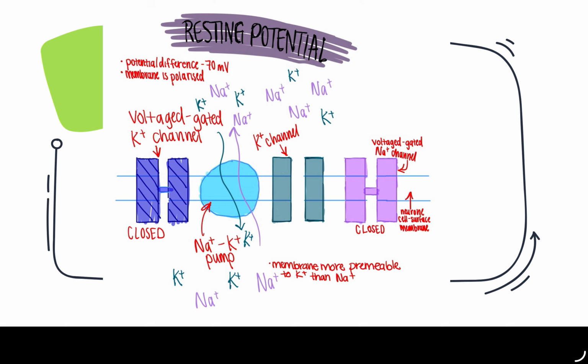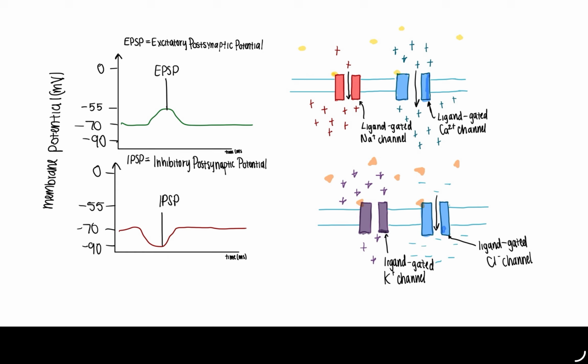Next is the receptive segment, which includes dendrites. This is where the neuron receives signals, and these signals create graded potentials, which are small changes in charge. They can be excitatory, making the neuron more positive, or inhibitory, making it more negative.